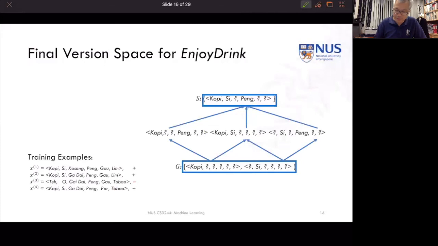So with this, we have our S4 and our G4, and we can see all of the intermediate hypotheses are sandwiched between our specific and general one. We don't have to enumerate them, but if we did, we would see there's actually a total of 6 different hypotheses. Again, 1, 2, 3, 4, 5, and 6 that are consistent with the data set.